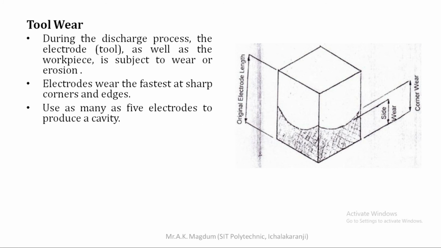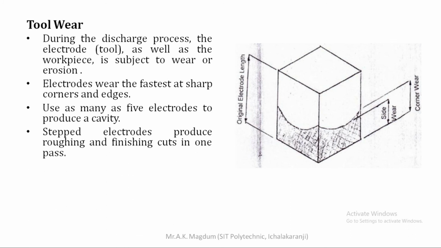Next, use as many as 5 electrodes to produce a cavity. So whenever there is a large cavity you want to produce, in that case a larger number of electrodes are required. Next, stepped electrodes produce roughing and finishing cuts in one pass.